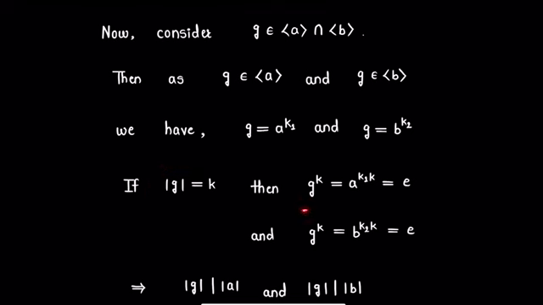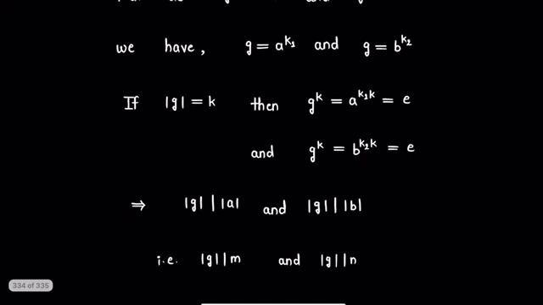So we have g to the power k equals a to the power k1k, which is equal to the identity element of group G. Also, g to the power k equals b to the power k2k, which is the identity element of group G. Now from a to the power k1k equals identity, we get that k, the order of g, divides the order of the element a. Similarly, from b to the power k2k equals identity, the order of g divides the order of the element b. That is, the order of g divides m and the order of g divides n.